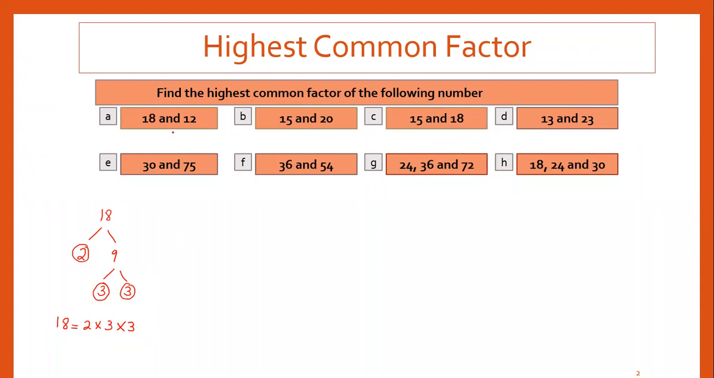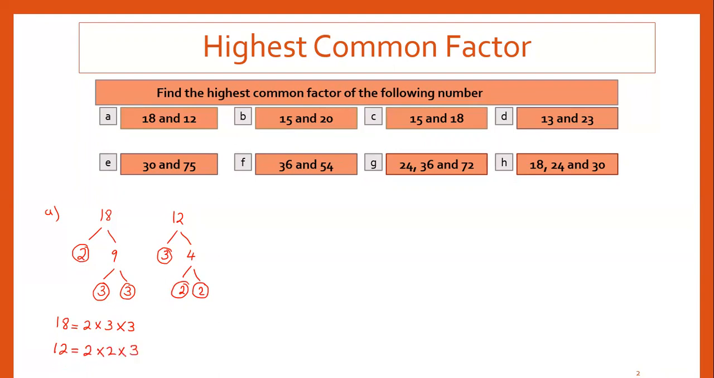Now, if I want to find the highest common factor between 18 and 12, as we have in question A here, we're going to do the exact same thing with 12. So I have 12. 12 is the product of 3 times 4. 3 is prime, and 4 is the product of 2 times 2. I'm going to write 12 as a product of its prime factors. So 12 is equal to 2 times 2 times 3.